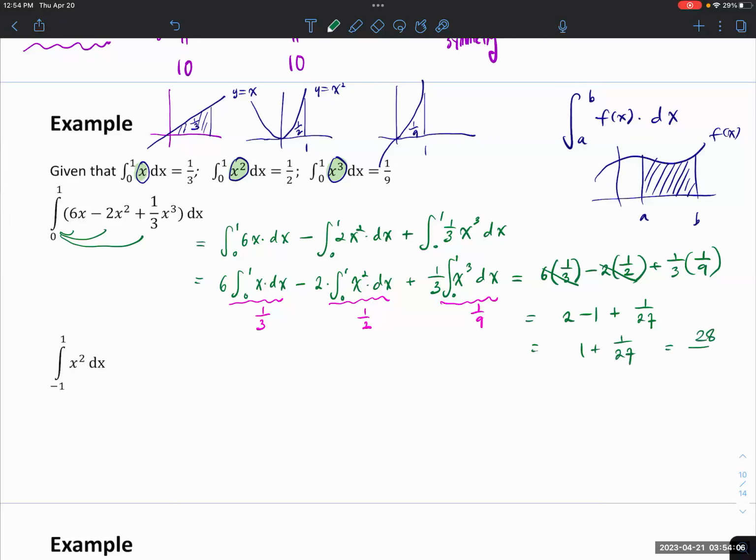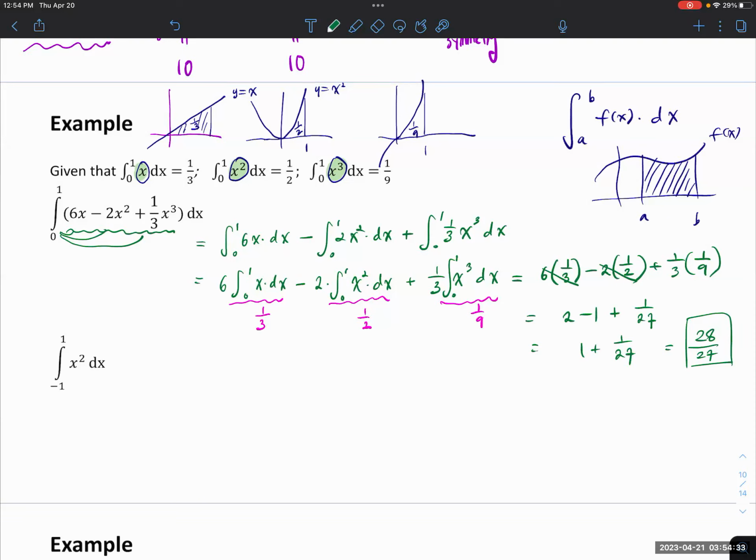So you will get 28/27. That's the area under this super complicated function between 0 and 1. So we just got it. That's how you're going to do it. Okay, so you have better confidence, getting better and better. We're going to keep practicing it, so just keep in mind the property. All right, let's look at the second example.